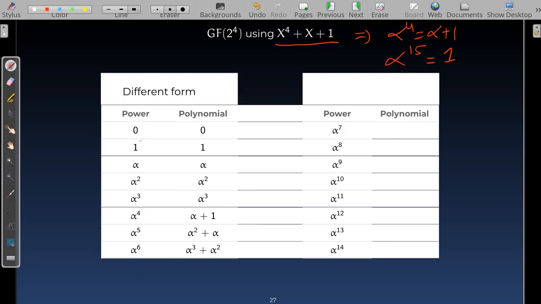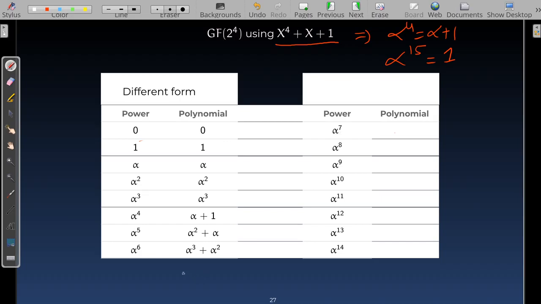Actually power form is very easy to write. It's always going to be 0, 1 and then alpha and all the powers of alpha all the way to the power 2 to the power m minus 2. So 16 minus 2 here in this case, so you have 14. So this is going to be our power form. Now we have to write polynomial form. I have written polynomial form of certain elements. You have to write the rest. Now let me do just one, alpha to the power 7.